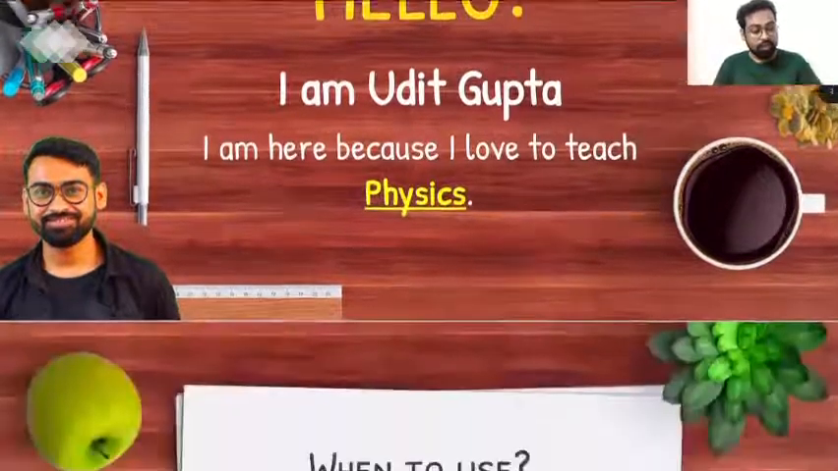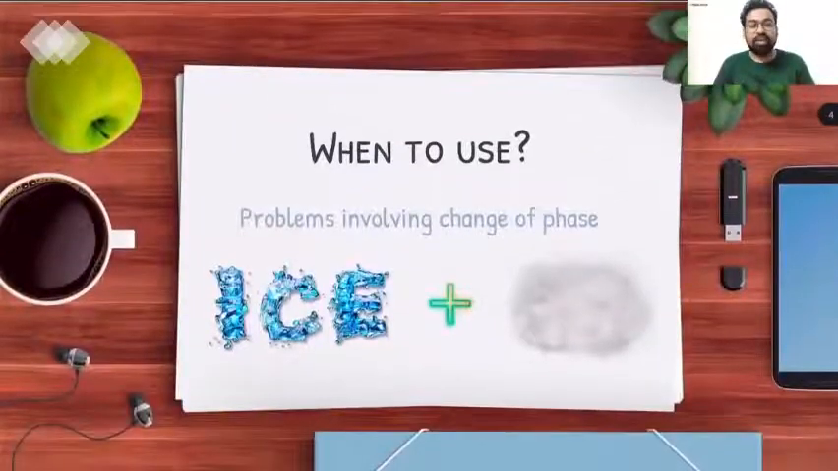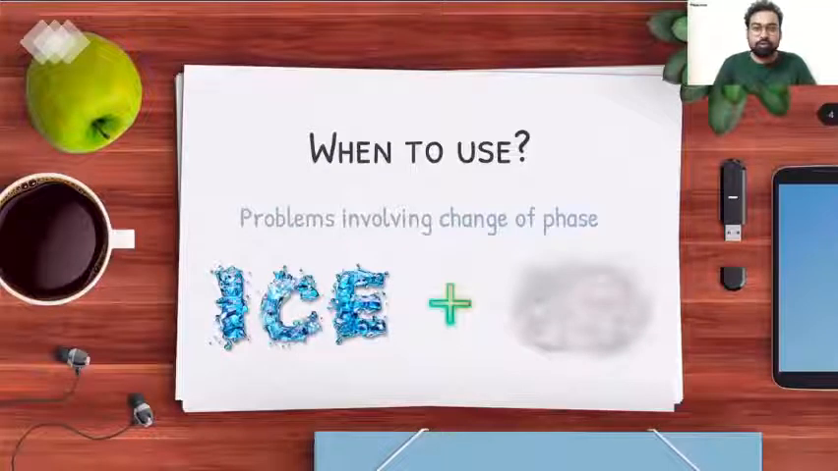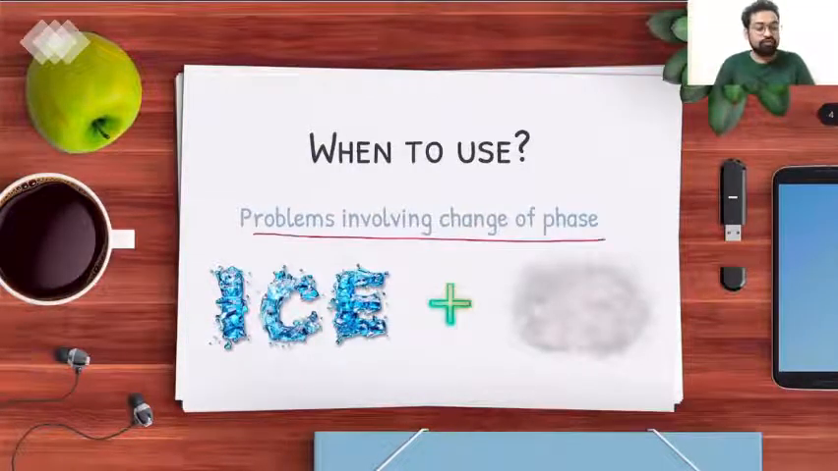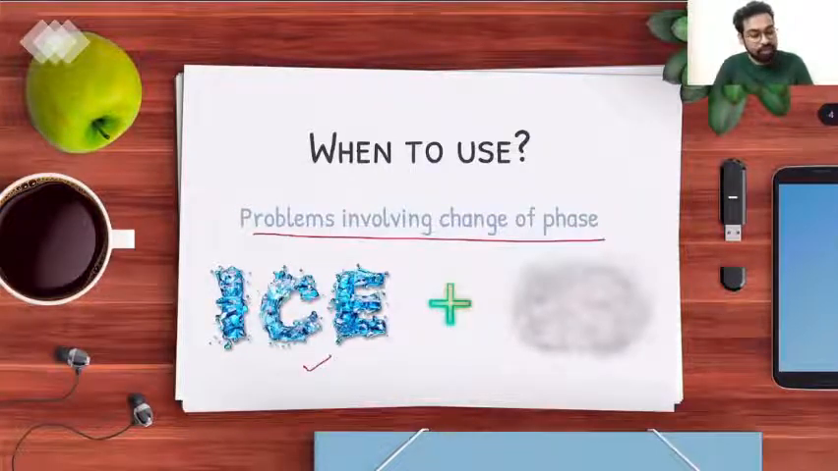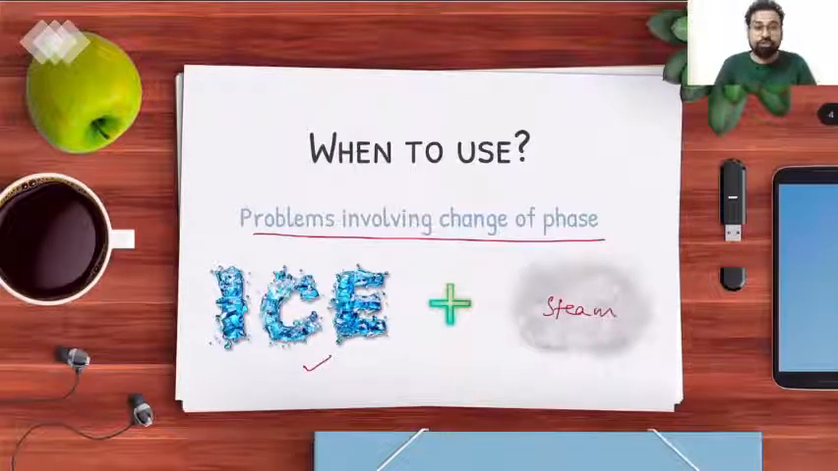So, let's go on and see when exactly we can use this reference point method. Let us say that you are given a case where there is a change of phase. How exactly is it happening? Let's say we want to mix two things together, right? What are these two things? We are mixing ice and we are mixing steam. If we do mix these things, what can possibly happen?